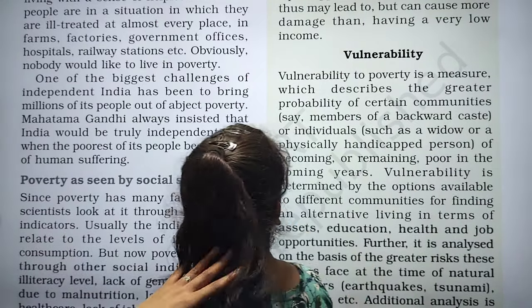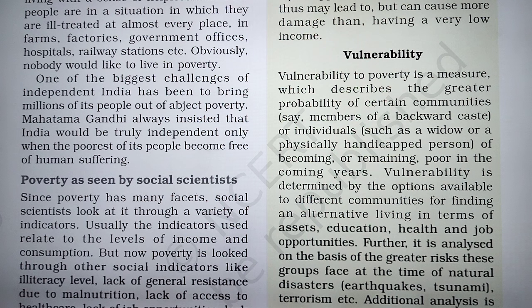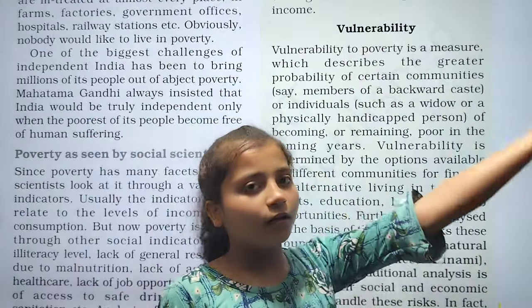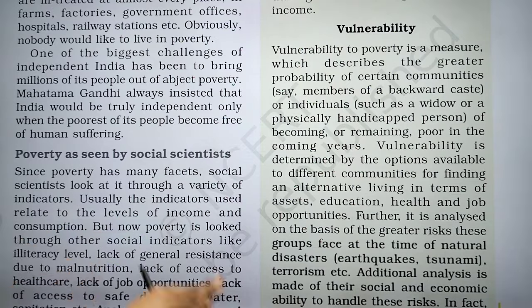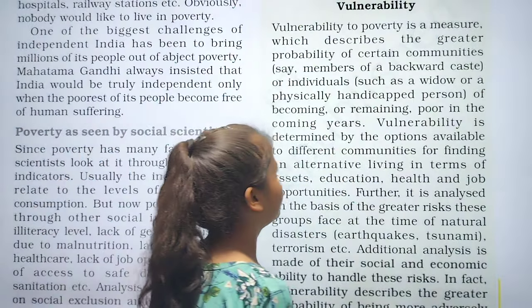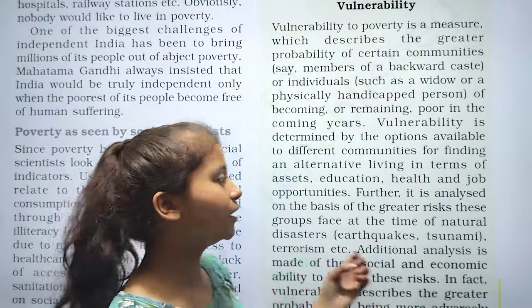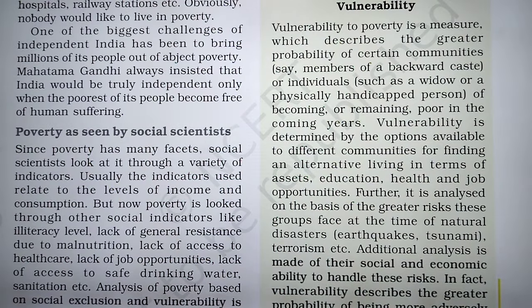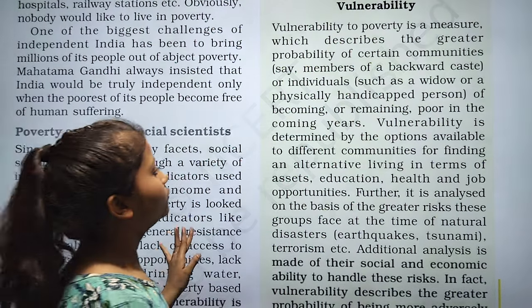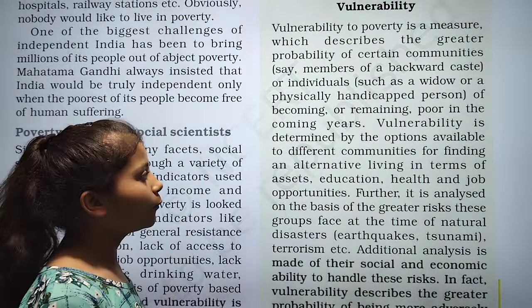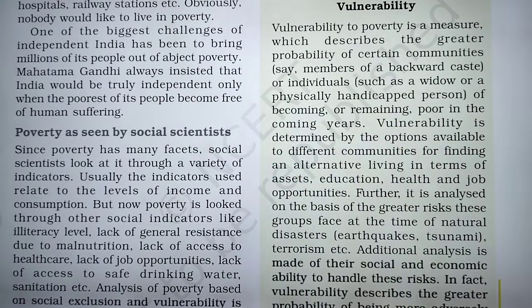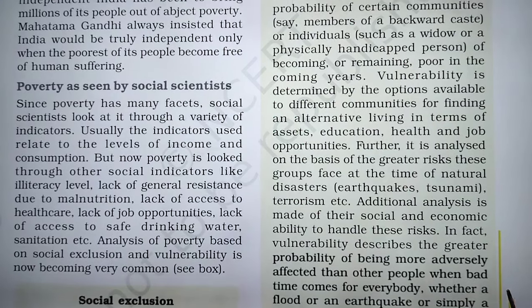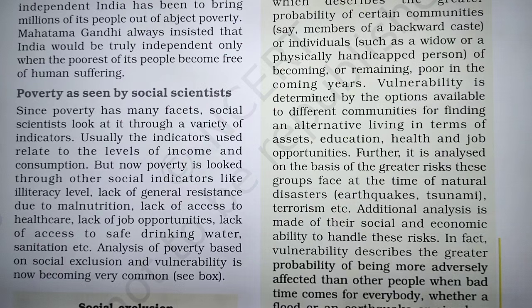If the person is a widow, or handicapped, or physically in danger, we can say they remain poor in the coming years, because if they are handicapped, how can they work? Vulnerability is determined by the options available to different communities for finding an alternative living in terms of assets, education, health and jobs, on the basis of their greater risks.